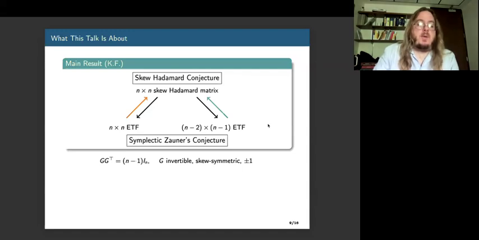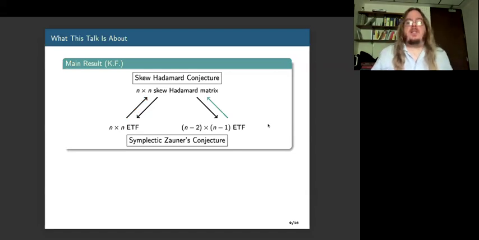So therefore, G is a skew conference matrix. All I have to do is add the identity, and I get back to a Skew Hadamard.